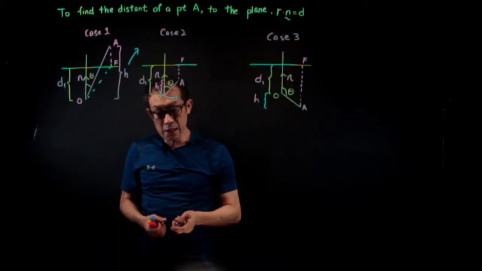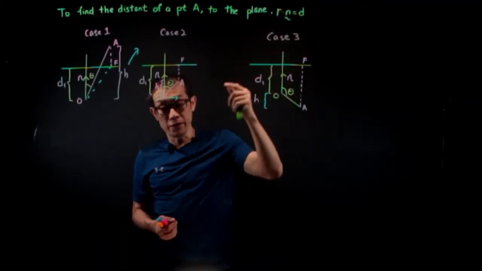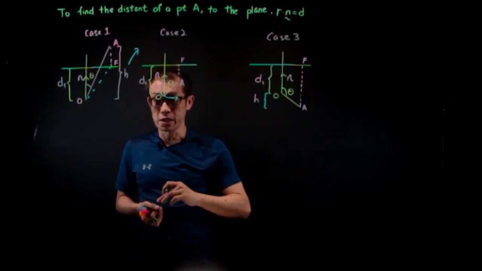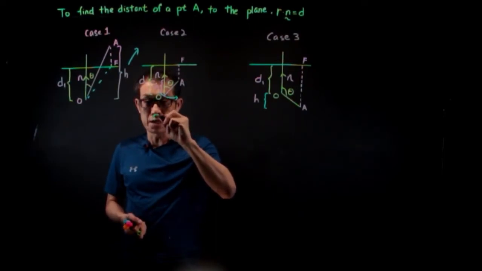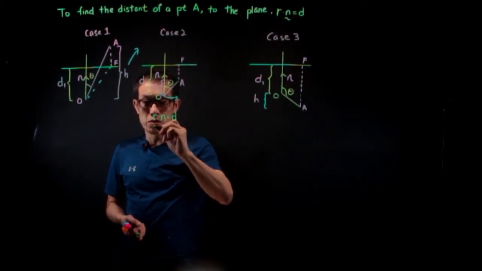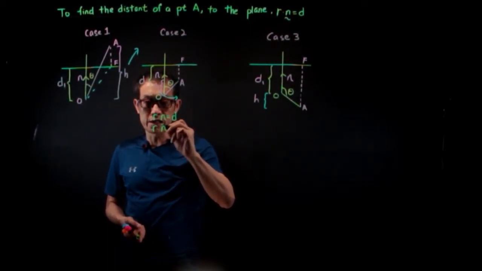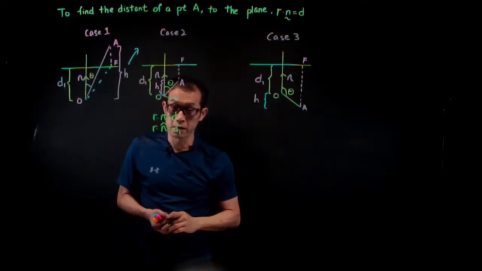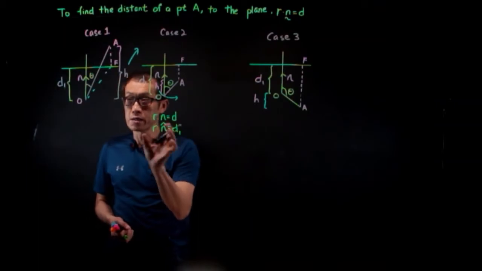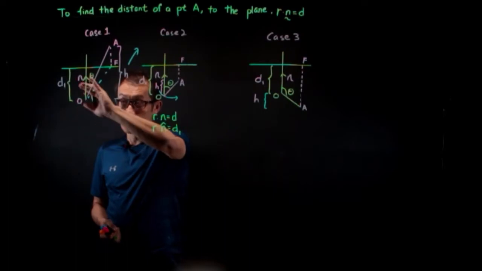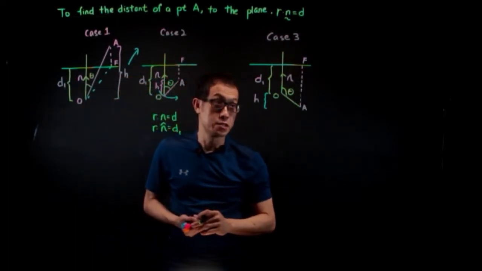Now let's consider a positive d. Your given equation of the plane is r dot n equals d. So r dot unit vector n is equal to d1. So what does d1 represent? d1 represents the distance of the origin to the plane, the perpendicular distance.